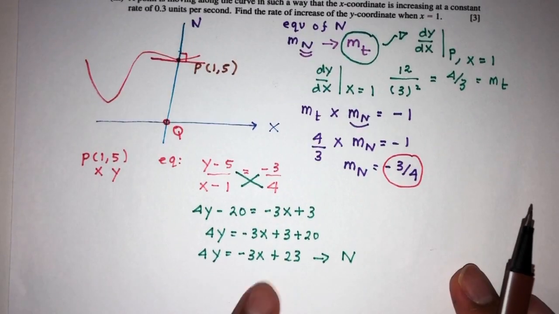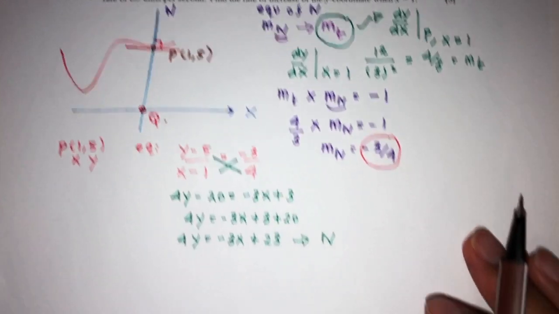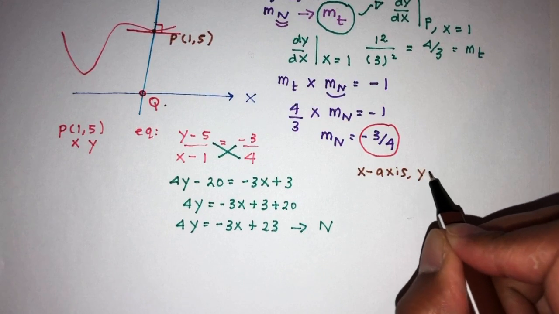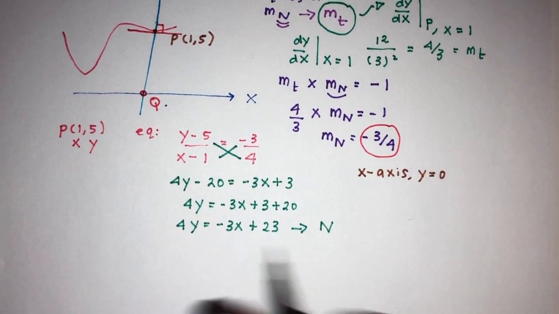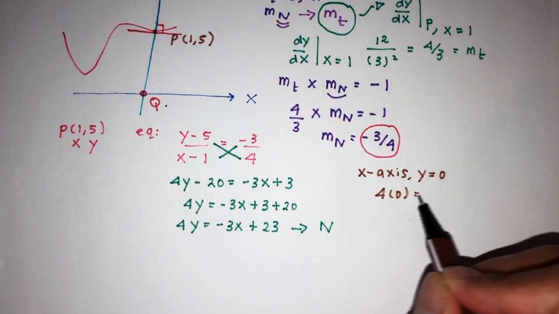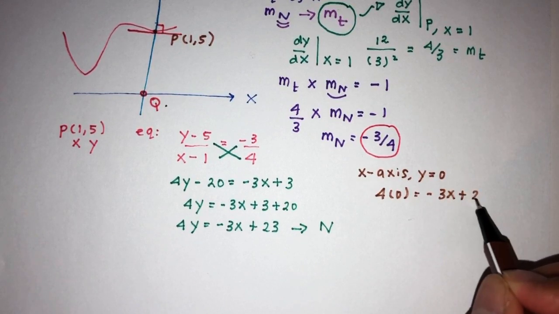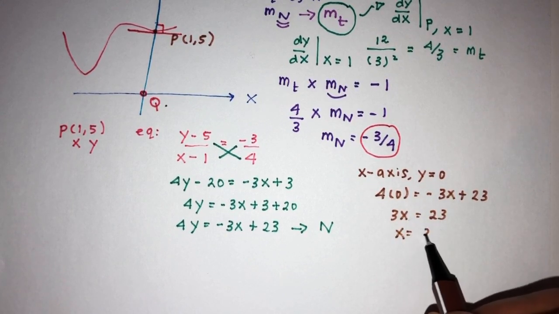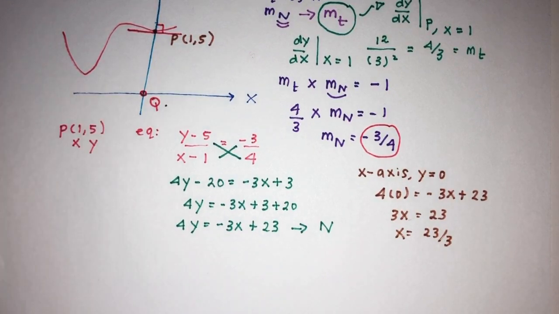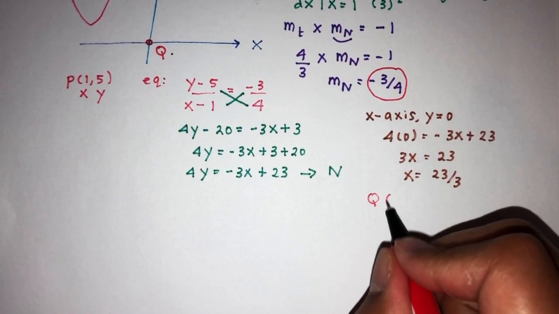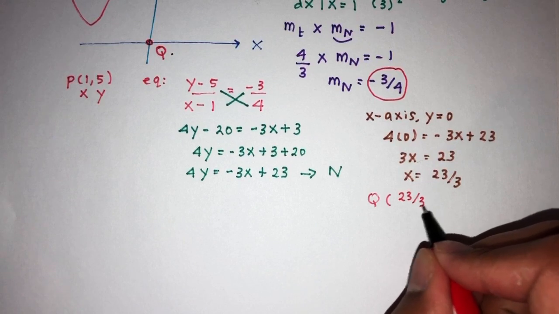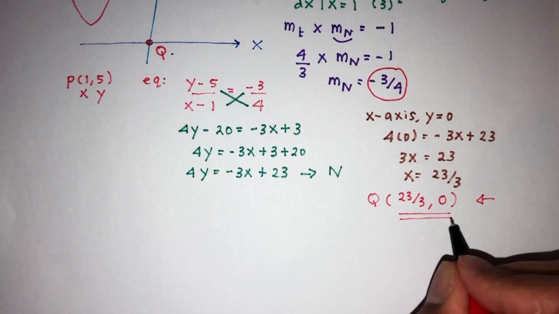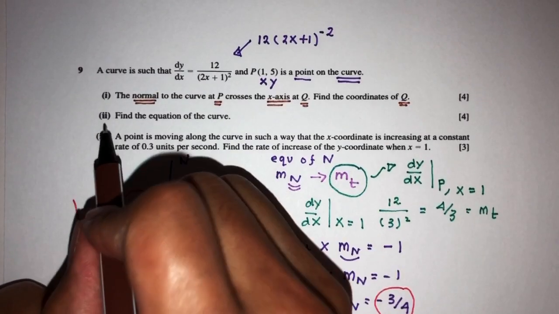Now we understand that we have to find the point Q, which is on the x-axis. We know that on the x-axis, y will be 0. Replace that back in the main equation. So 4 times 0 will be minus 3x plus 23. So 3x is equal to 23. x will be 23 over 3. So the point Q will finally be: the x value is 23 over 3, and y will be 0. This will be the point Q as required. That is part 2 of the question.